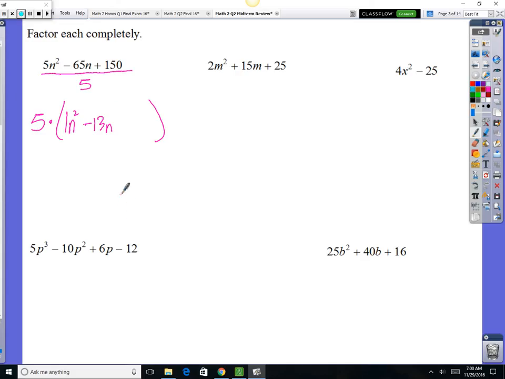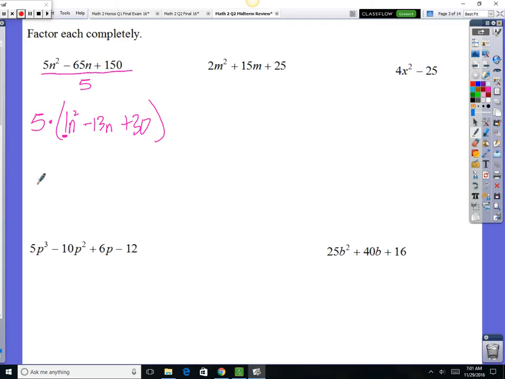And then 150 divided by 5 is 30. Okay, now let's see if we can go again. So now this starts with the 1, so I really like it. So here's what I'm going to try and do.